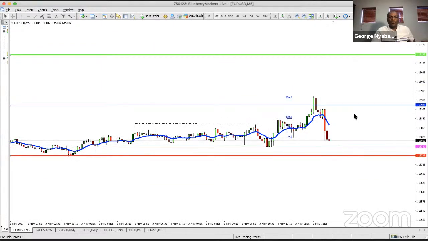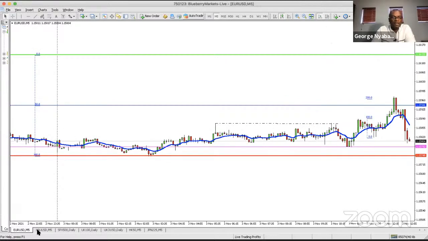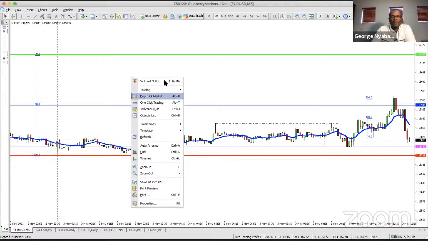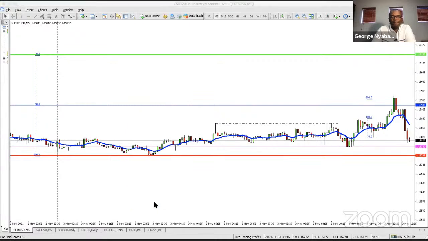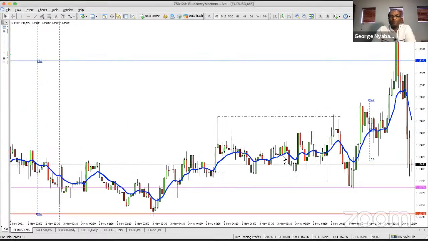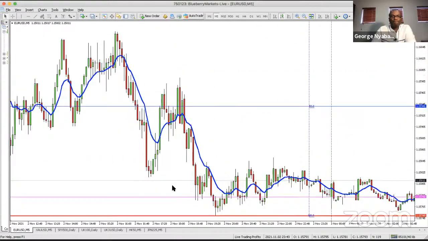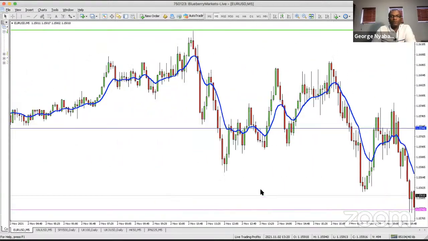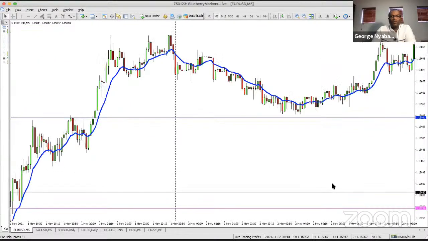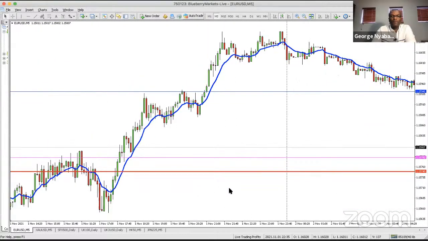Okay, so what I want to do while we wait is show you something in terms of how to trade when this opportunity comes up. It's on the euro. We will come back and have a look.